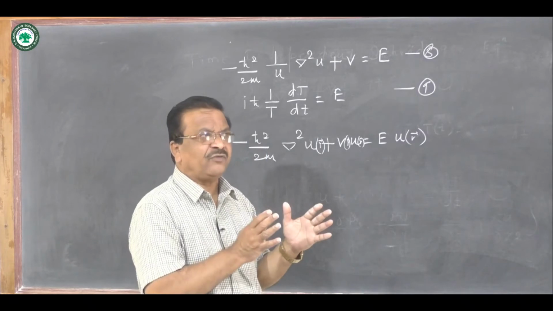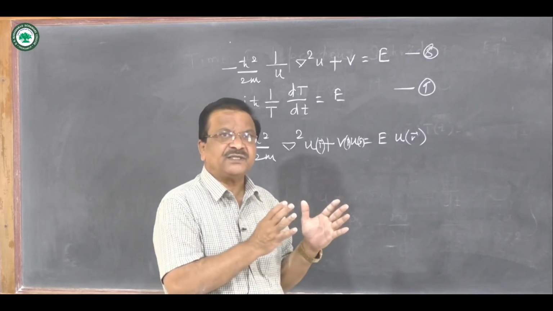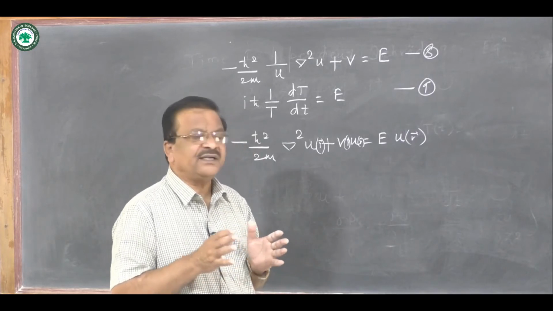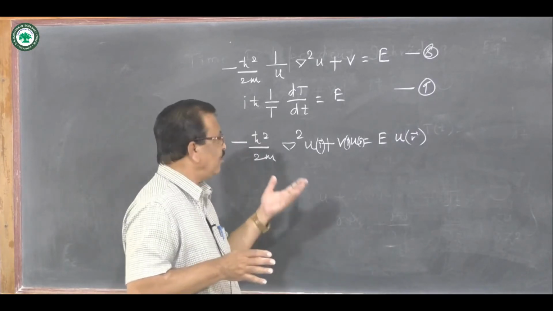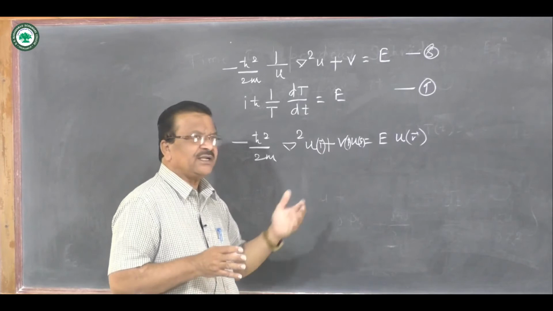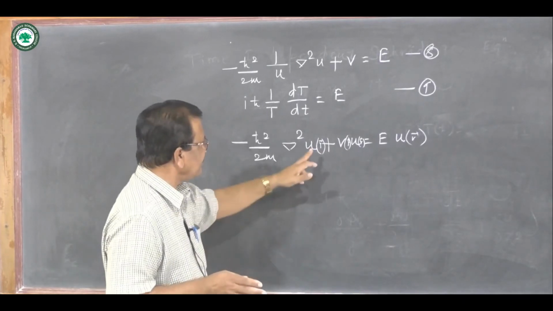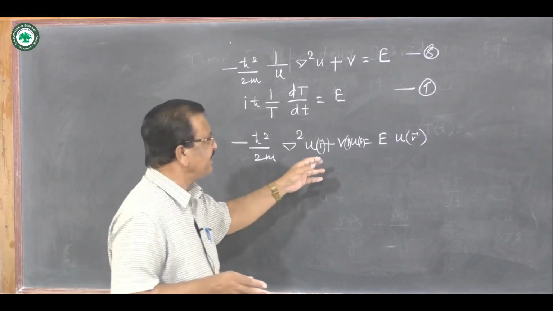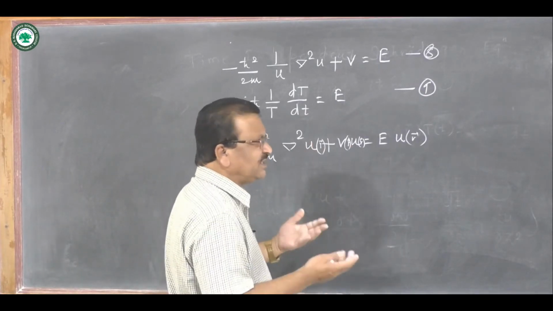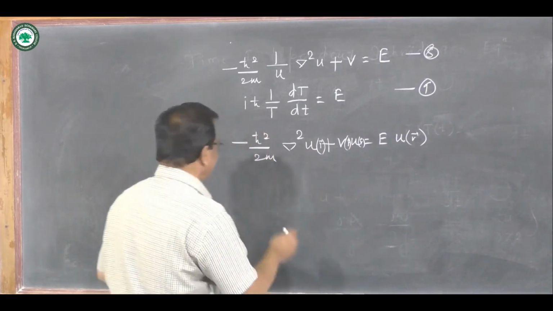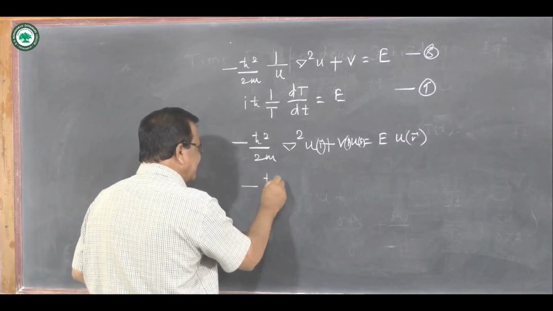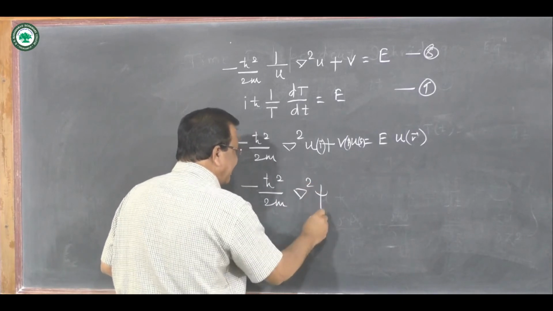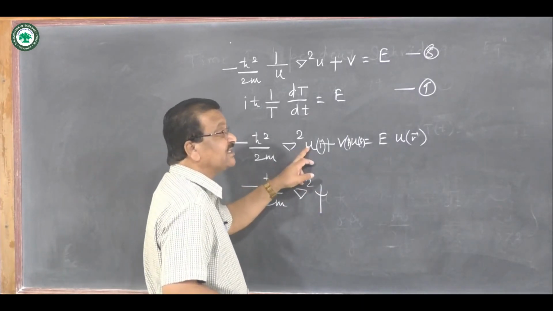In time dependent form, both depend on r as well as t, and in time independent form, both u as well as v depend only on r. So u is a dummy variable here. You can replace it by another symbol which is commonly used, such as psi, and the equation will become minus h cross square upon 2m del square psi. Instead of u, I am using psi.